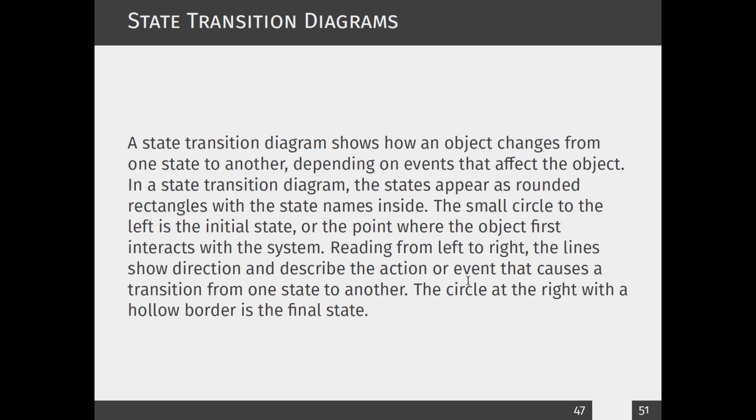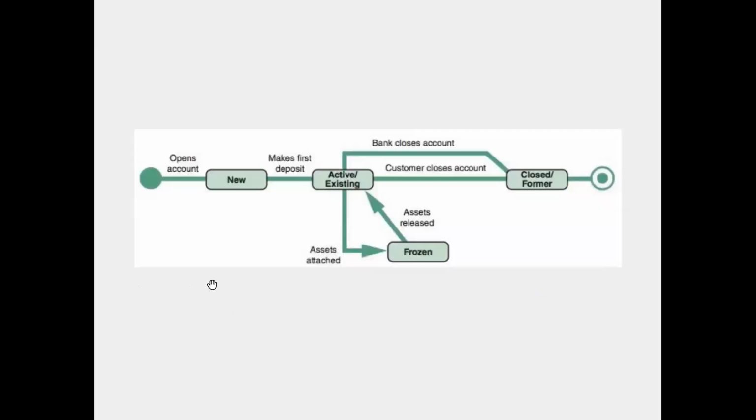So state transition diagrams can represent different states of the classes, right? That indicates how the state will change from one place to another. Okay, let's look at an example.